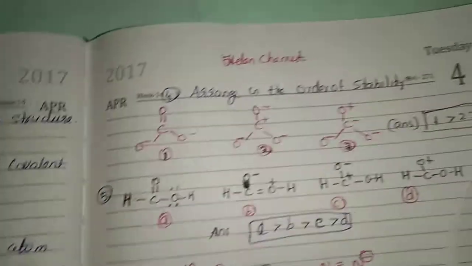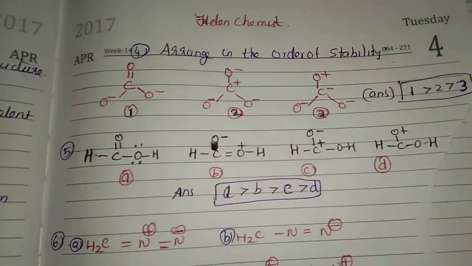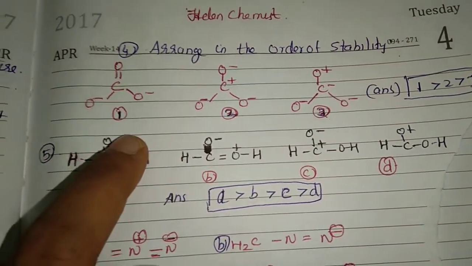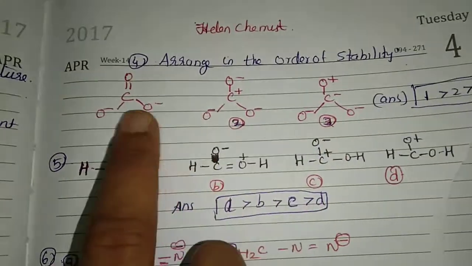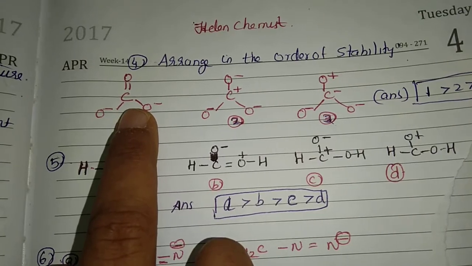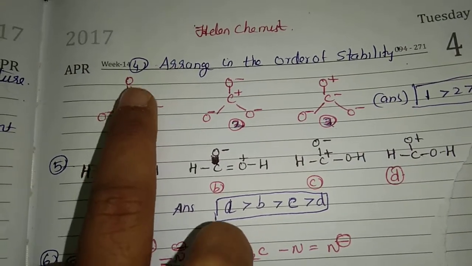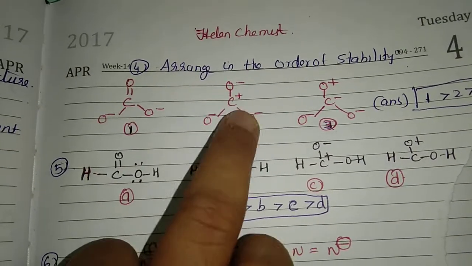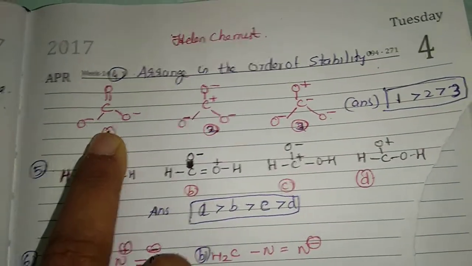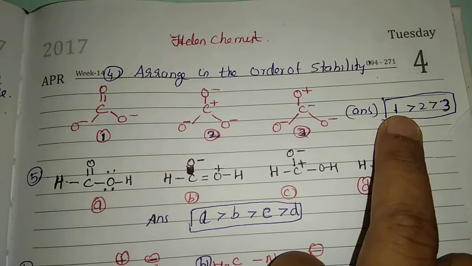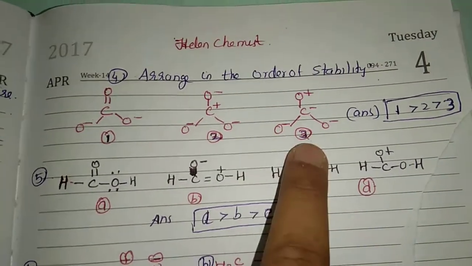Next example: arrange the order of stability of structure 1, structure 2, structure 3. First count the number of covalent bonds: 1, 2, 3, 4; 1, 2, 3; 1, 2, 3. So the first one has more covalent bonds, so it is more stable. Then compare 2 and 3.